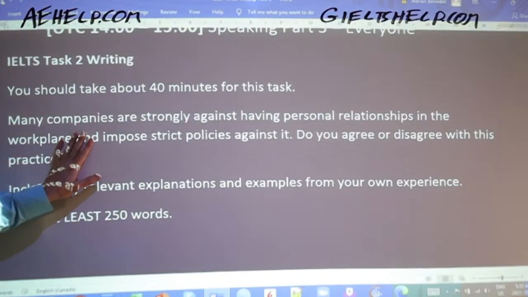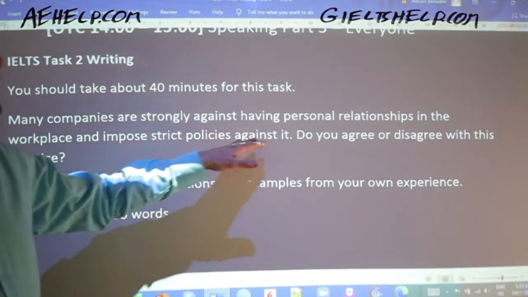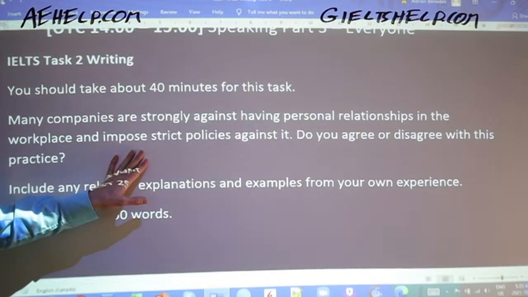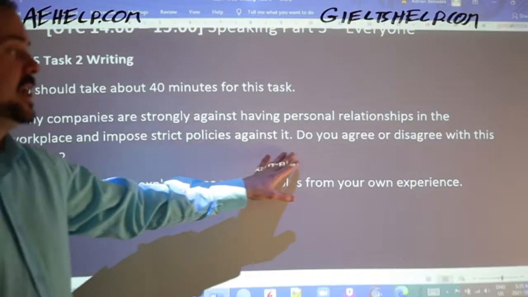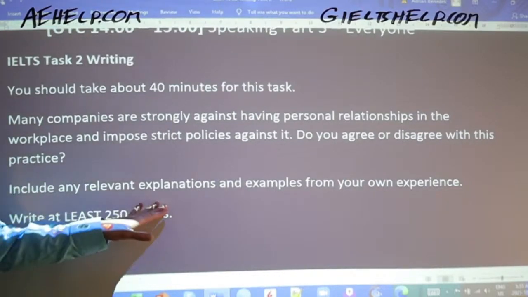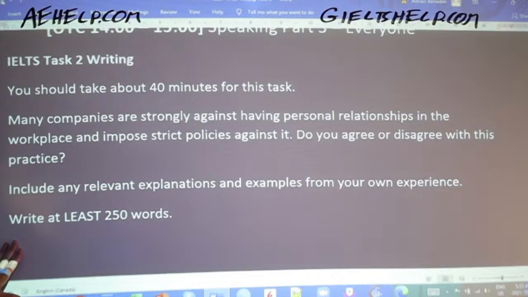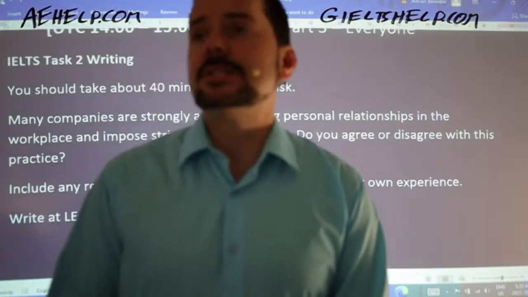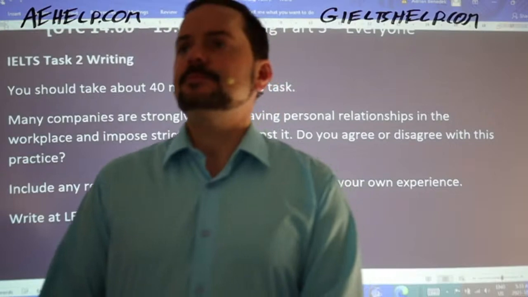Many companies are strongly against having personal relationships in the workplace and impose strict policies against it. Do you agree or disagree with this practice? Include any relevant explanations and examples from your own experience. Write at least 250 words. Okay, think about how to paraphrase that. So think about how you can say that another way.